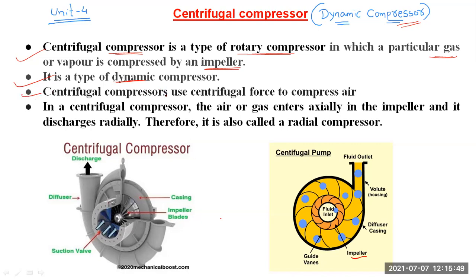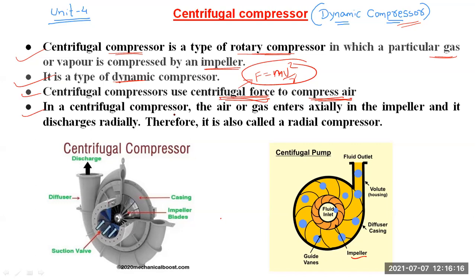The centrifugal compressor uses centrifugal force to compress the air, with the help of centrifugal force. What is centrifugal force? Centrifugal force is m v square by r. In physics, you might have heard this. That is not required for you. So it uses the centrifugal force to compress the air.